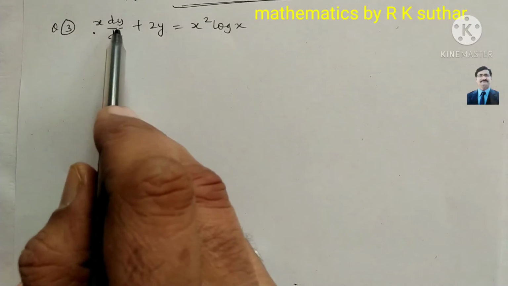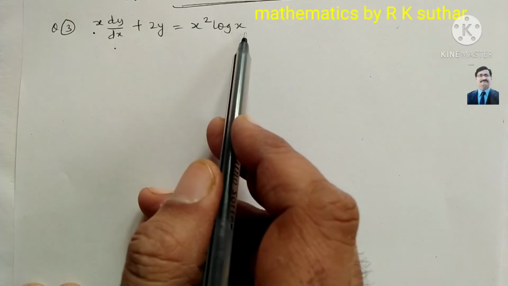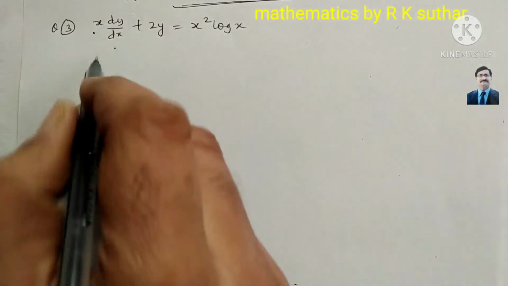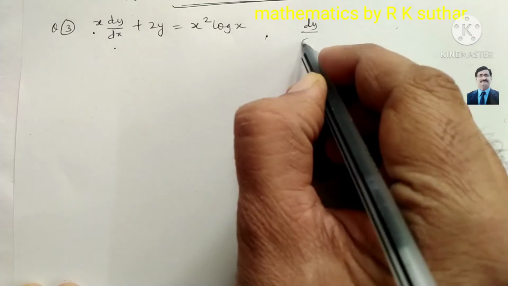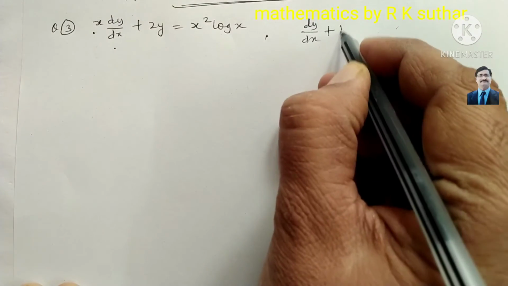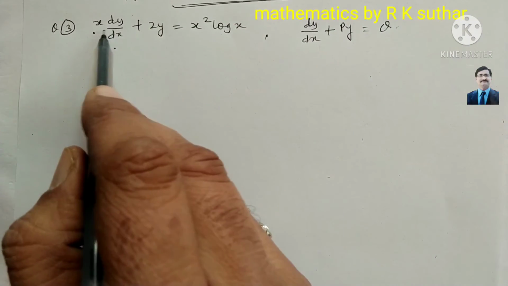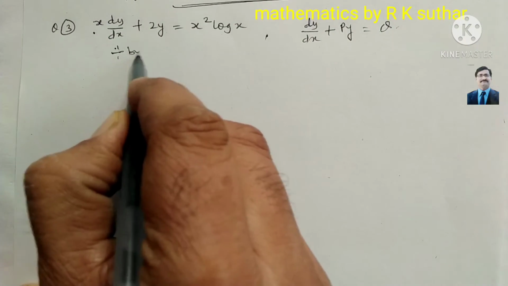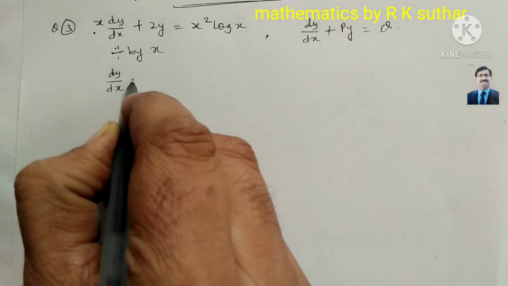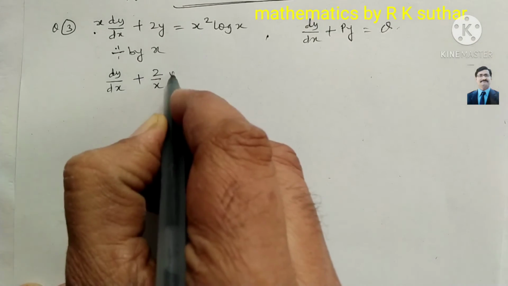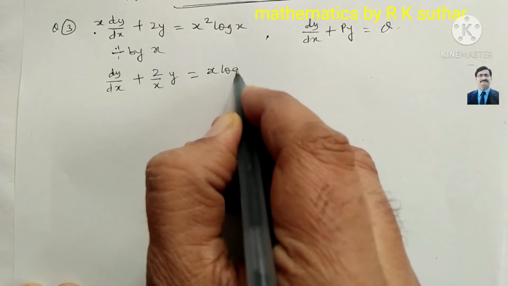Look at this question: x dy/dx plus 2y equals x square log x. This question we have to solve, and first of all we write it in the format dy/dx plus Py equals Q. So here, since only dy/dx is there, we first divide by x. So we get dy/dx plus 2 upon x times y equals, dividing by x, x log x.